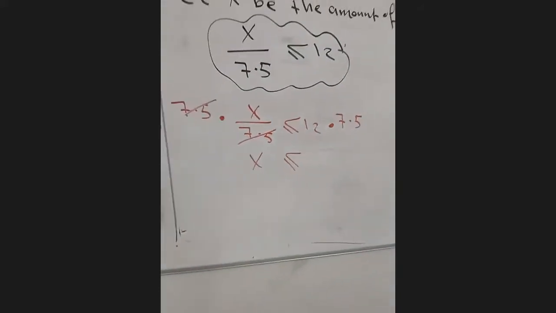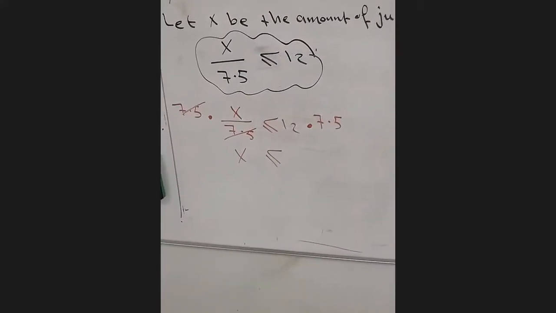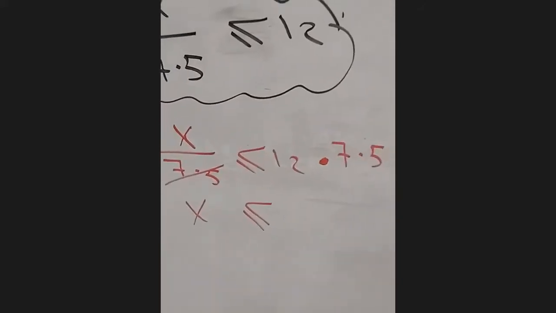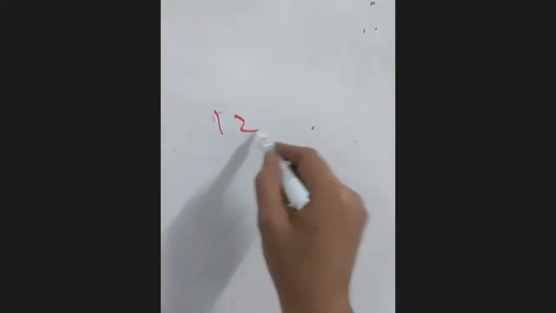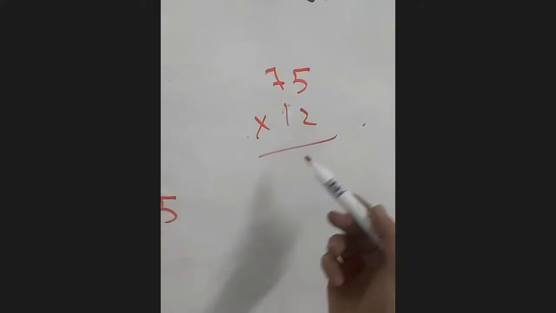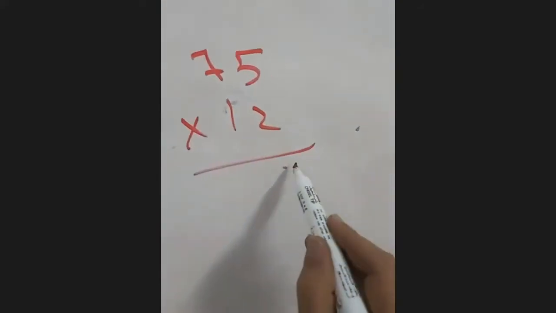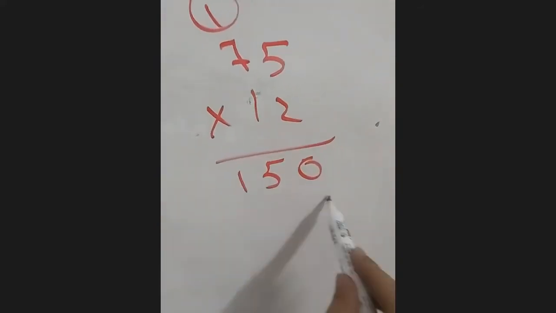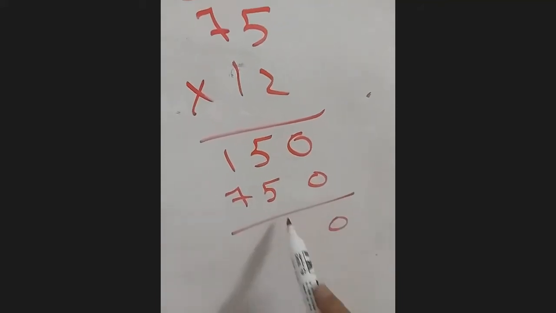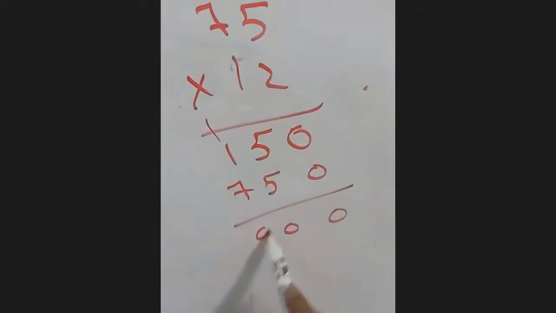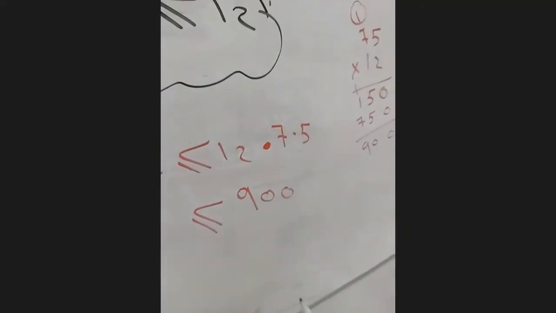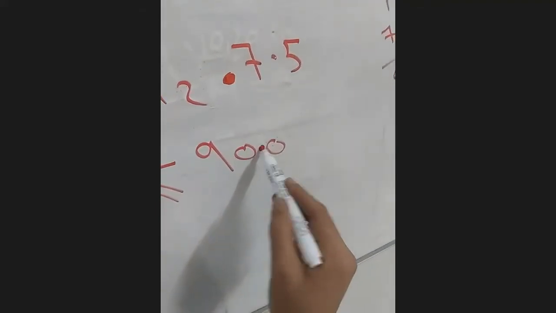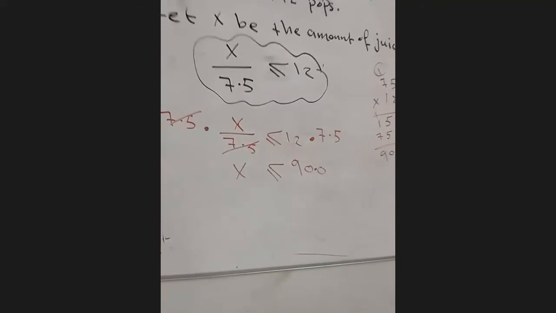Let's multiply these two numbers together. It will be 88. I'm not sure. No, it will be 90. Let's check. 12 by 75, right? We multiply normally without the decimal, then we put the decimal. 2 times 5 is 10. 2 times 7 is 14, with 1, 15. Then here 0, 5, 7, add, it is 900, right? But here we have a decimal after one digit, so the decimal will be here. X less than or equal to 90.